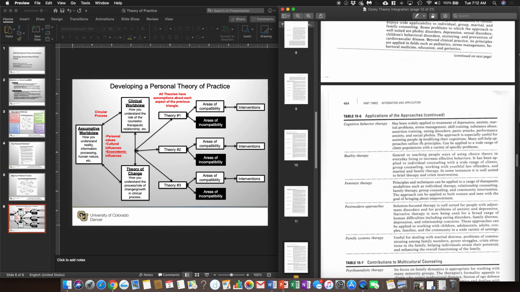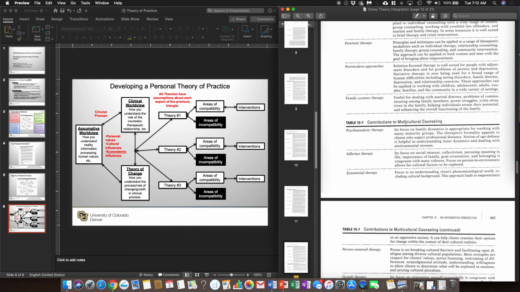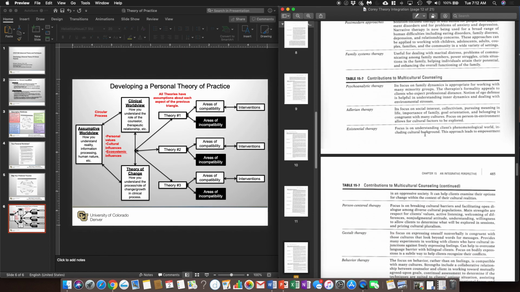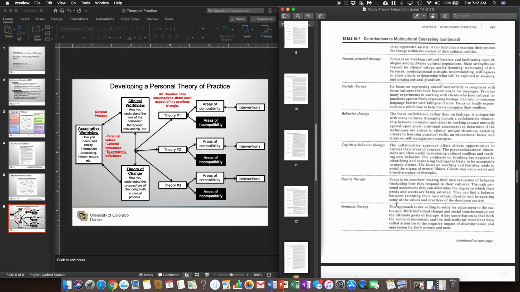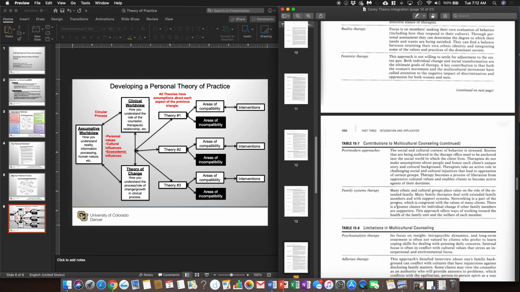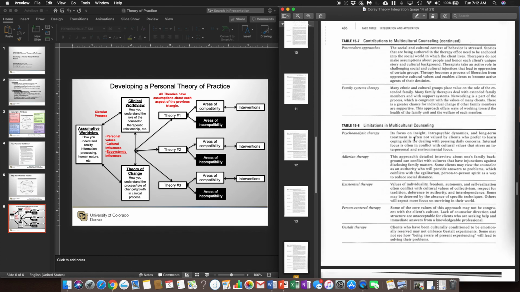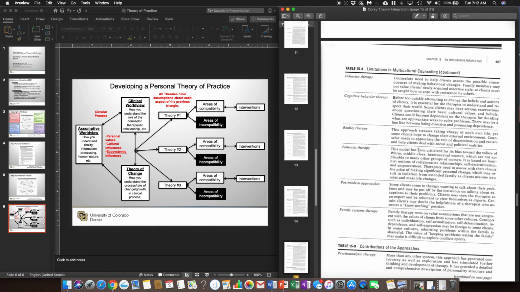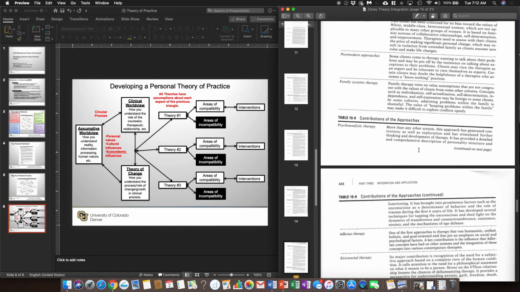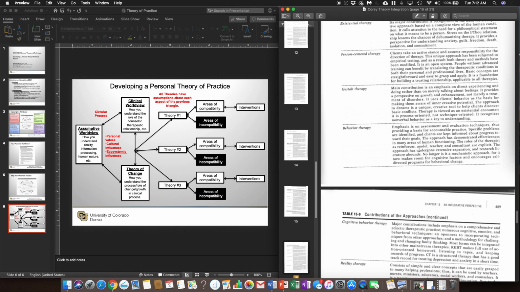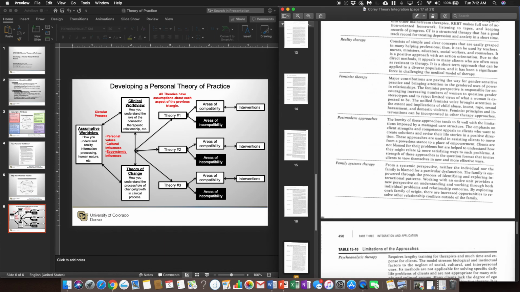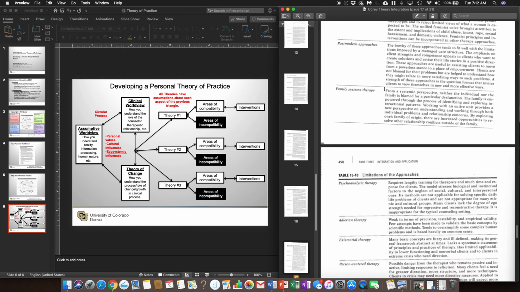And so, multicultural counseling is a very critical part of every aspect of what we do. So how does each of these theories of practice actually look at multicultural perspectives, and what are the limitations in multicultural perspectives? I think it's a very nice way to begin to look at the strengths and the limitations of each of these approaches.